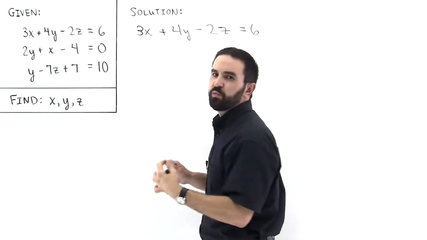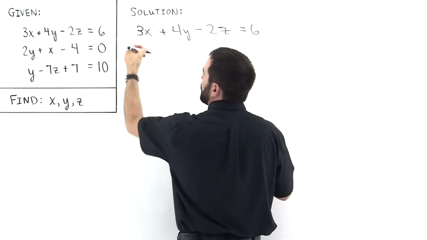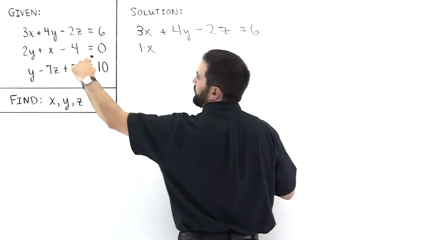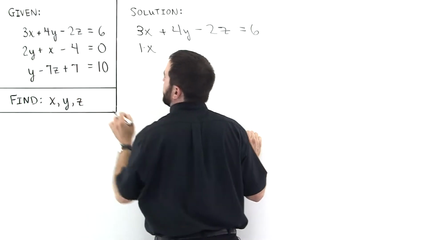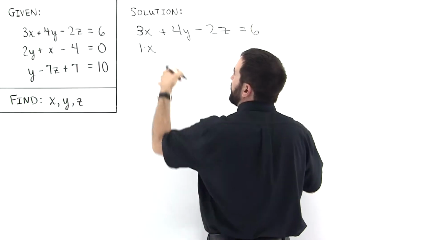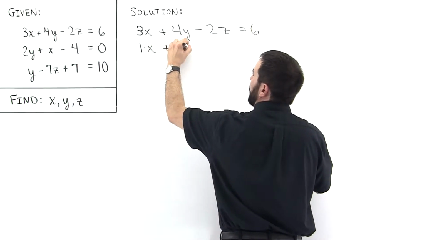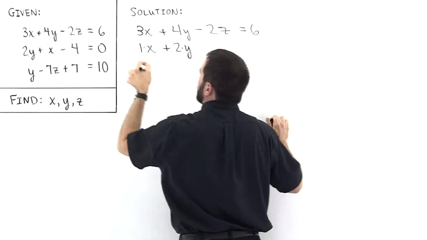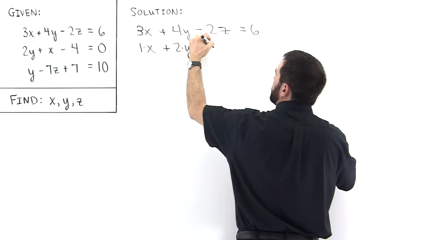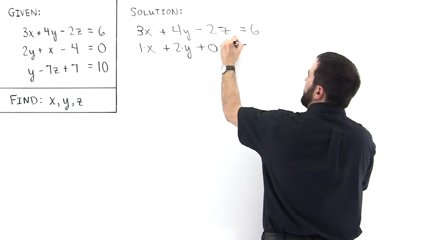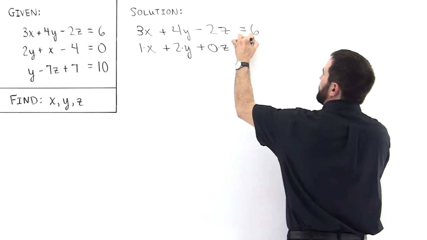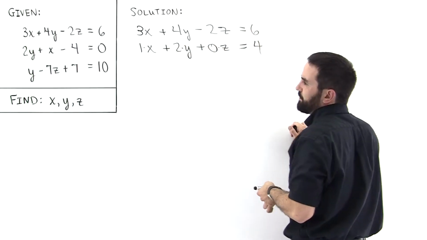The second equation we're going to have to rearrange a little bit. We'll have 1 times x, switching the x and the 2y around, because there's understood to be a 1 right here, right? So we put the 1 in front, plus 2 times y. And there's no z in this equation, so we're going to put a placeholder. We're going to put plus 0 times z, like this. And then bringing that 4 over to this side, it's equal to positive 4.